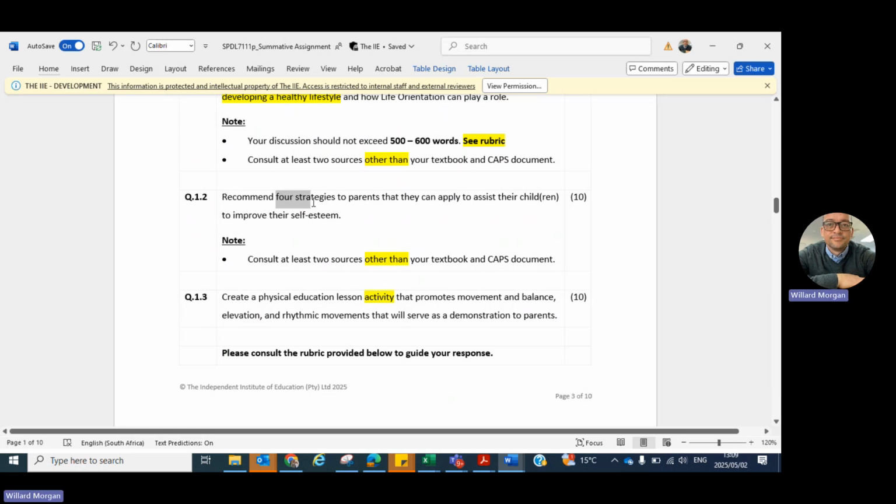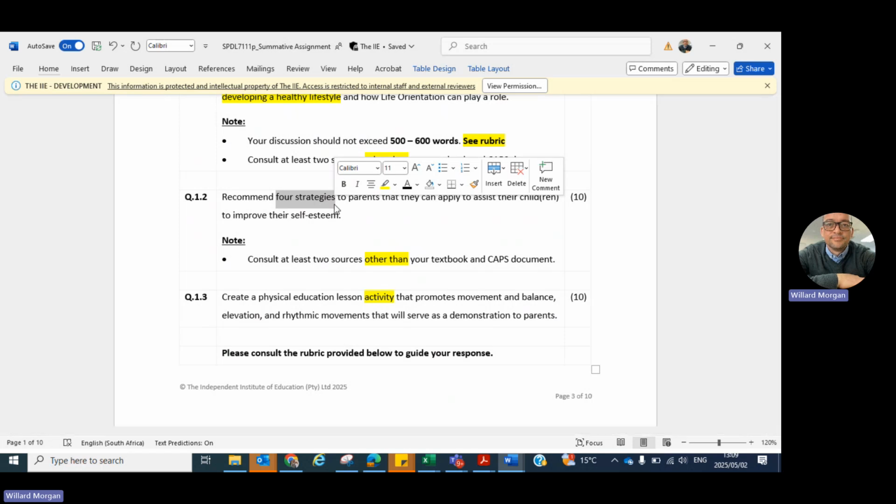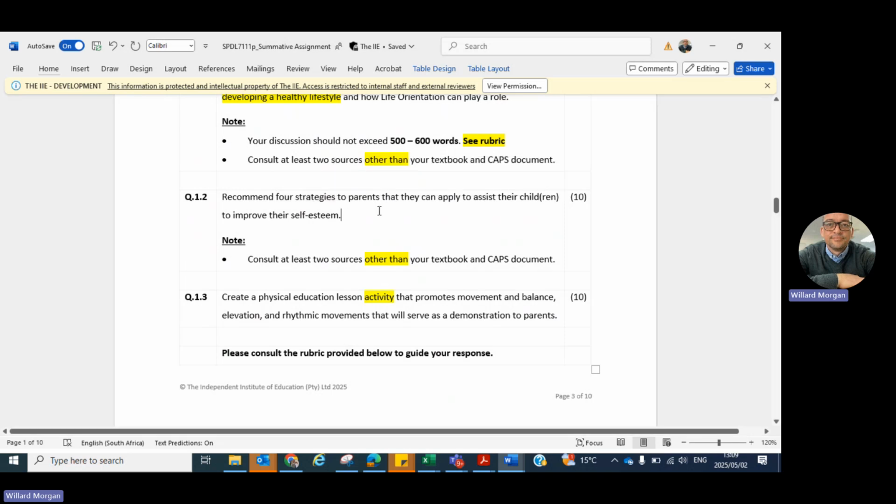It should recommend 4 strategies. So, name the strategy. Obviously, it's all going to be taken maybe all from one source. I don't think you're going to go find 4 strategies from 4 different sources. If you do, well done. So, name your strategies from your sources, explain them as the question is asking you to, and then provide some kind of a practical example. This question is actually asking for the practical example.